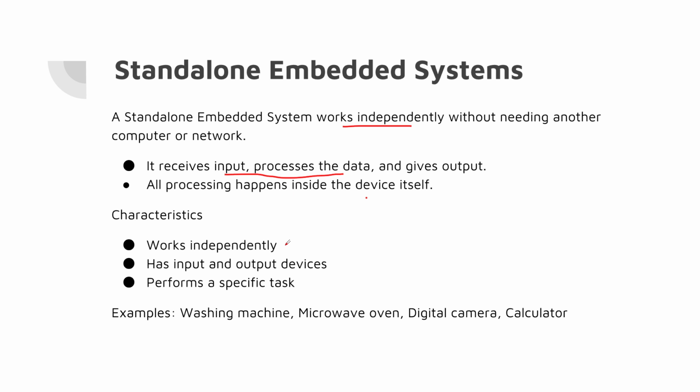Some of the characteristics of standalone embedded systems are that it works independently, it has input and output devices, and it performs specific tasks. Some examples are washing machine, microwave oven, digital camera, and calculator. In all these examples, it does not depend on a computer or network. If I give the input, it automatically gives the output.